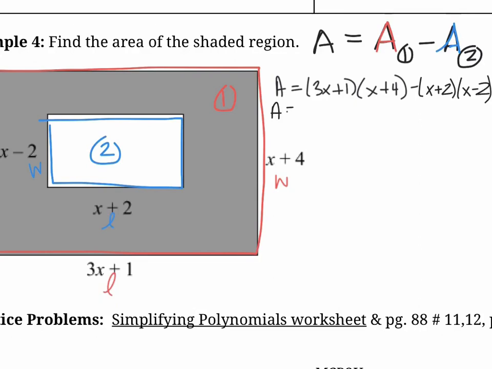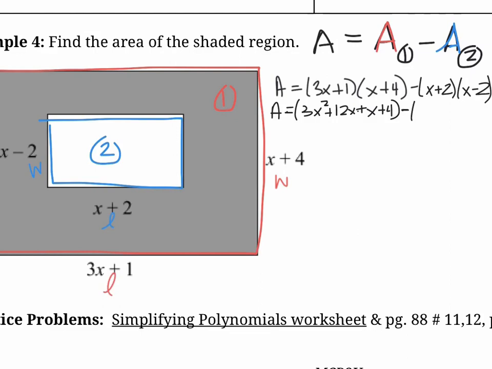So if we FOIL 3x times everything inside of here, we're going to get 3x squared plus 12x plus x plus 4. Don't forget to copy that minus.